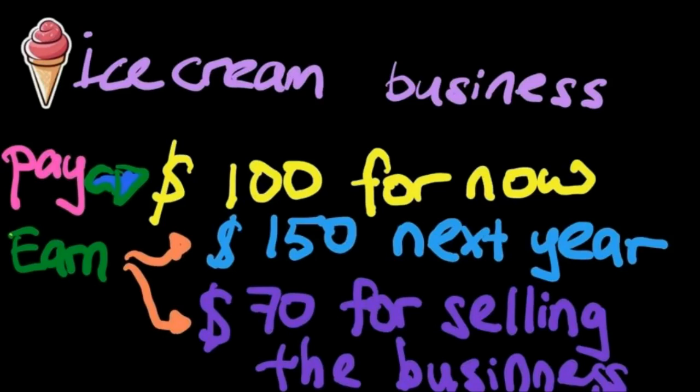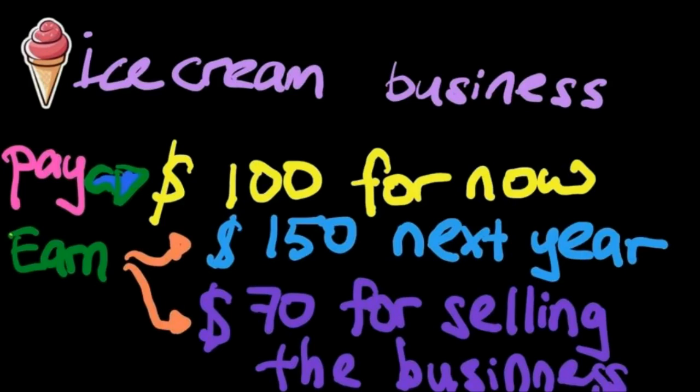Okay, take an example. If I want to invest in an ice cream business, I need to pay $100 now to get the business, and I will earn $150 next year, and I will earn another $70 for selling the business if I don't want to be involved in this business anymore. Now let's take a look. I pay 100 and I get 220. This means that I get 120 profit from this business.